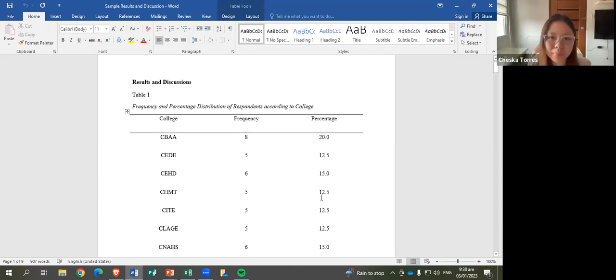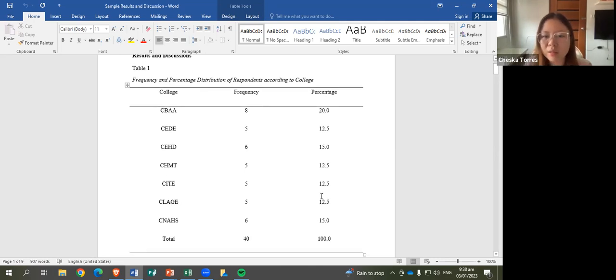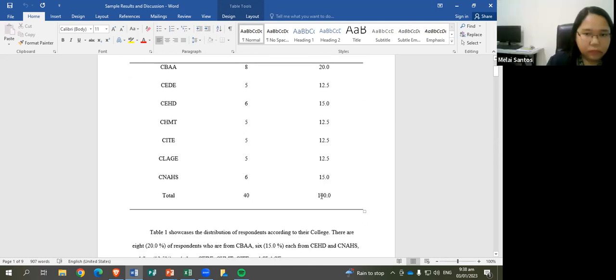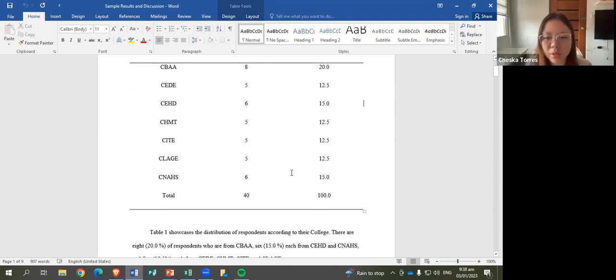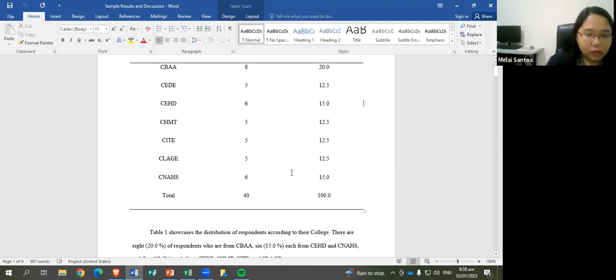Ma'am, I think po it should divide the department to the total population and then times 100 po. Very good. So that's it, no? You can work on that. You divide the total number per college, divided by the total number population, then multiplied by 100, and then you'll get the percentage. That's very good.